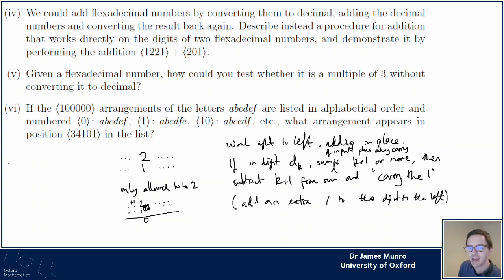Right, okay, let's try and add 1221 and 201 together. Okay, so 1 plus 1 is 2, welcome to the Matt live stream, but 2 is too big for this column, so I'm going to subtract 2 and write 0, carry the 1. Okay. Now I've got 2 plus 0 plus 1, that's 3, which is too big for this column. This column's only allowed to be 2.